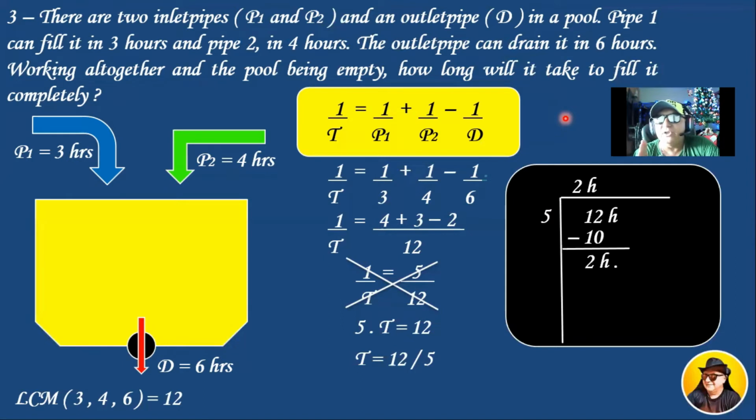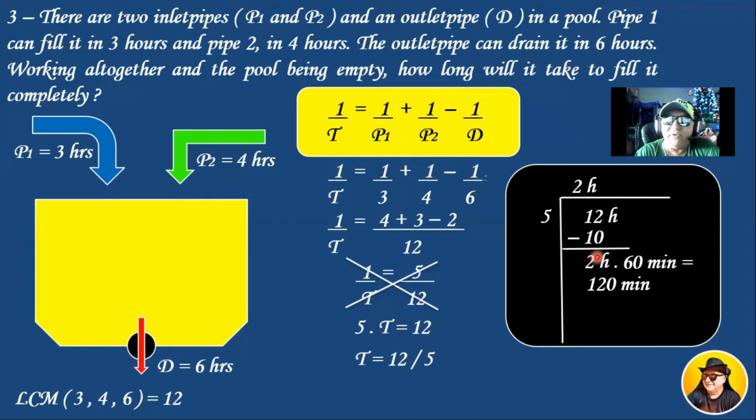So I cannot divide 2 hours by 5, but I can turn from hours to minutes, okay? So how am I going to turn from hours to minutes? I have to multiply this remainder, 2 hours, by 60 minutes, like this. So I'm going to multiply. 2 times 60 is 120. Now I have the 2 hours in minutes, okay? So it is 120 minutes.